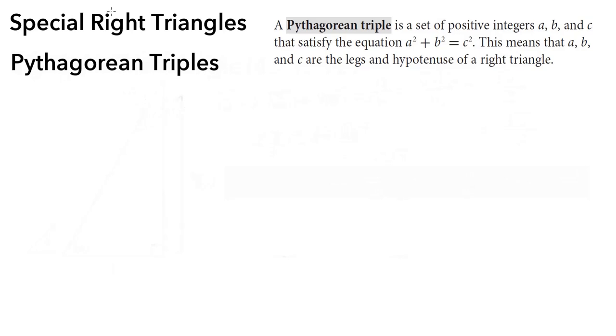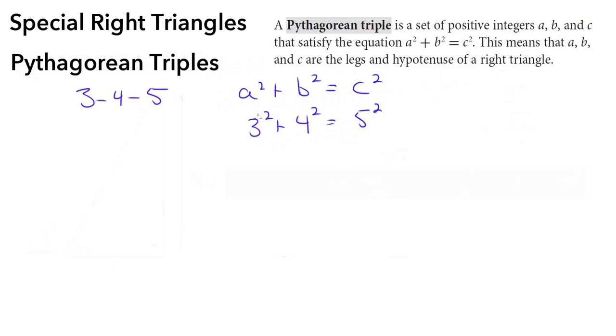Now, the most common Pythagorean triple is the 3, 4, 5 Pythagorean triple. So if we plug this into our Pythagorean theorem, a squared plus b squared equals c squared, so this will be 3 squared plus 4 squared equals 5 squared. Well, 3 squared is 9, and 4 squared is 16, and 5 squared is 25, and 9 plus 16 is 25.